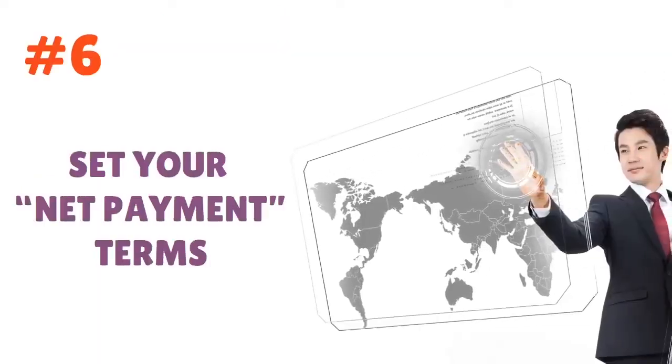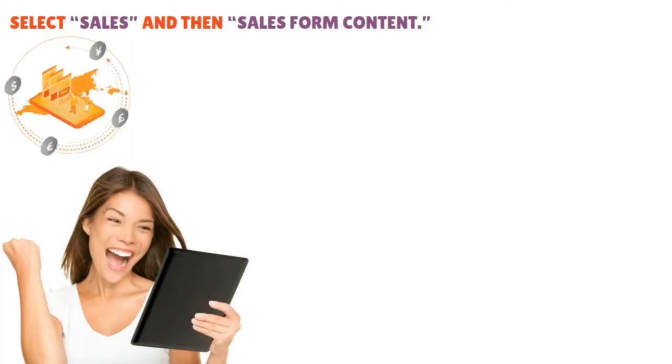Okay, so on the Account and Settings tab, you want to select Sales and then Sales Form Content. And this setting will tell customers when you expect them to pay you. Your selected duration will become your default net payment term within which your customers must pay you. The good thing is that you can always adjust payment terms on QuickBooks. However, if you choose to be paid right away, select Due Upon Receipt.